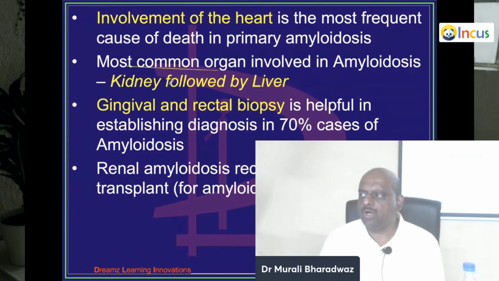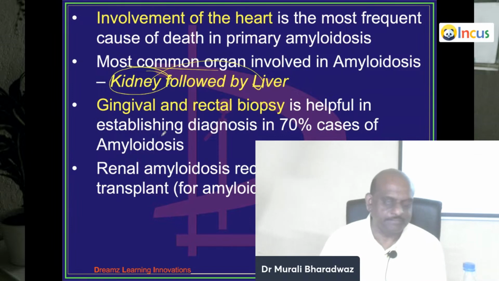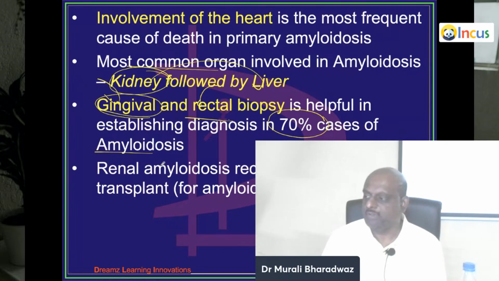The most common organ involved in amyloidosis is the kidney, followed by the liver. And how do you establish the diagnosis? In 70% of cases of amyloidosis, it is the gingival and rectal biopsy.